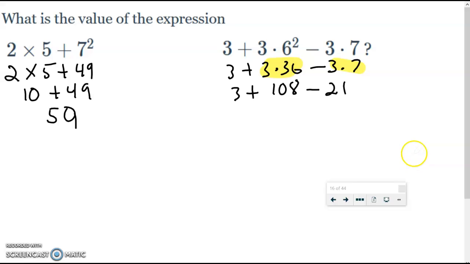Alright, next we're going to do addition and subtraction from left to right. So you got 3 plus 108. And that's going to give us 111. And then 111 minus 21. And that's going to get you 90.